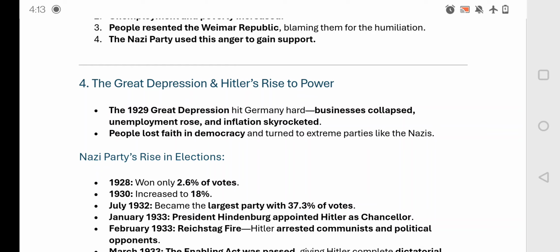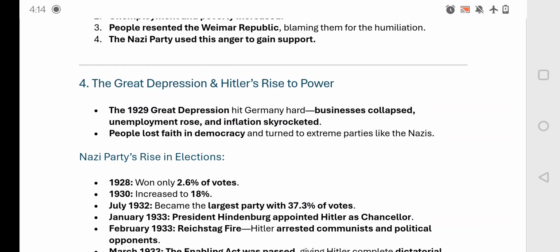Let's see how. In 1929, the Great Depression hit Germany, businesses collapsed, unemployment rose, and inflation skyrocketed. People lost faith in democracy and turned to extreme parties like the Nazis. So, as I told you, in 1919, the Weimar Republic accepted the Treaty of Versailles, and after that, they had to face a lot of backlash from the people of Germany.